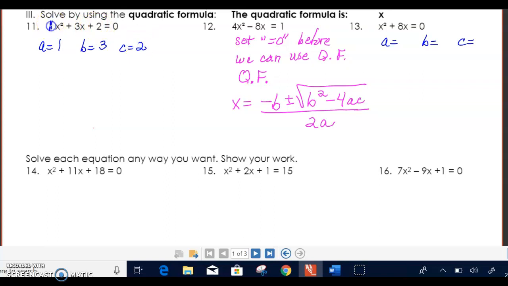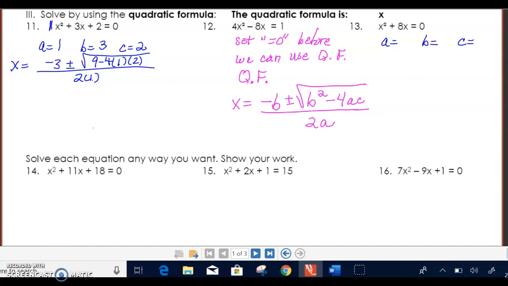Once you have identified A, B, and C, all you have to do is sprinkle in those values in these positions in the quadratic formula. Then you've got to be careful when you do the simplifying. So let's put in the values. So I'm going to write the formula. It says it's negative B, so it's going to be negative 3 plus or minus. Under the square root, it says it's B squared. So that's going to be 3 squared, which is 9, minus 4, times A, which is 1, times C, which is 2. And this is all over 2 times A, which is 1.